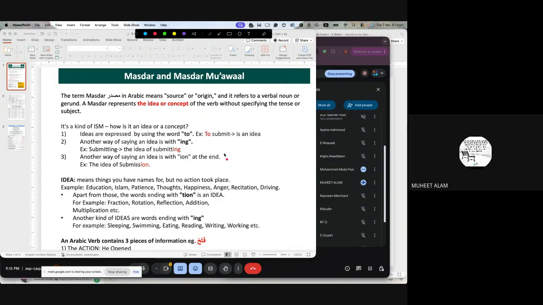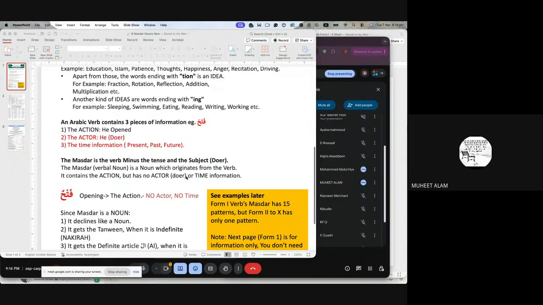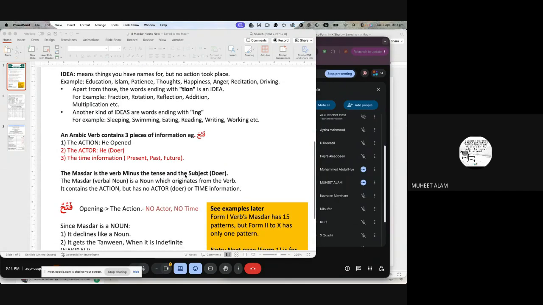So in English, Ustad, can you please scroll down a little bit? The idea in English, we use to plus verb, or we add ing, or the third thing we do is we just add tion or ion to the verb to express a concept of an action without the doer or the time.